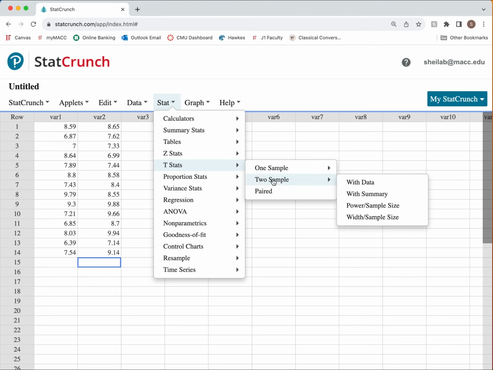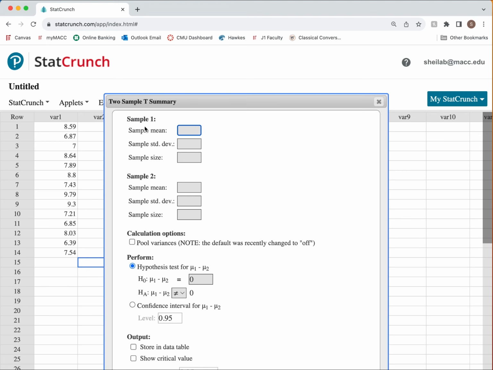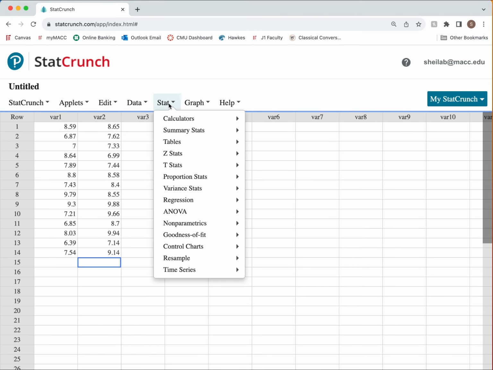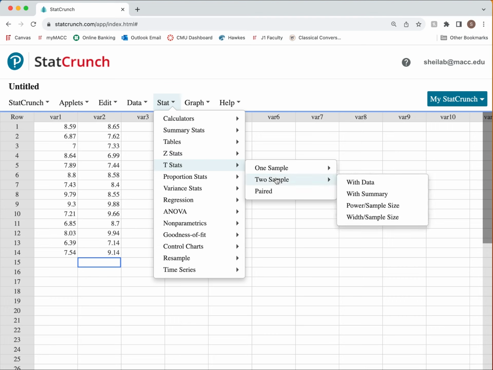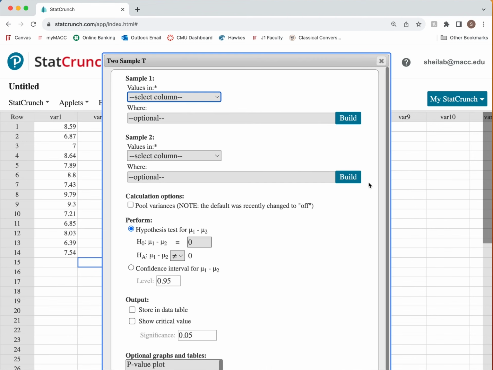T-stat, because anytime we're dealing with a mean in this class, we go to T-stat. But I have two independent pieces of data, so that's what makes it two sample. Now, you can either have with data or with summary. I want to show you what the with summary looks like because it has two separate options to put information, right? Two completely separate places to put that. For us, we actually have our data because that's what's put over here. So we're going to go with data.